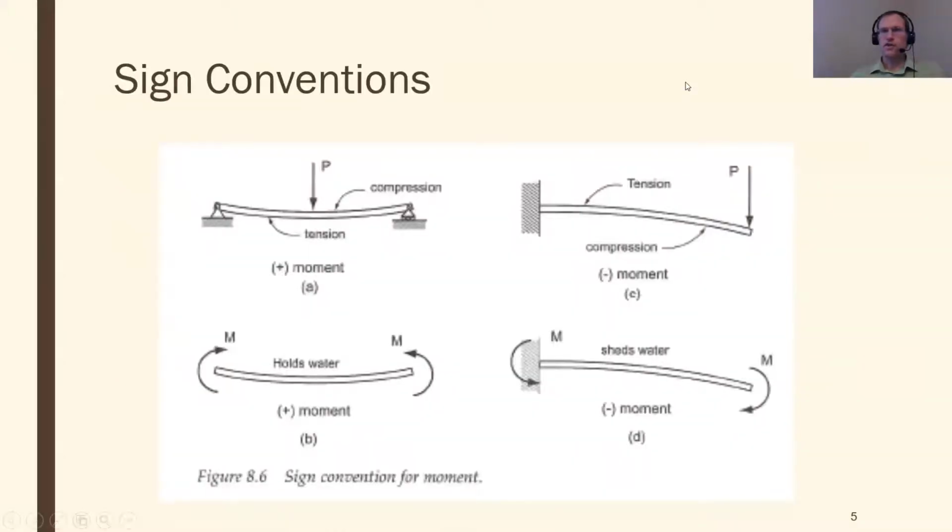One other alternative definition for the sign convention for the bending moment is a nice one that I like. If you think of something that's going to hold water, top side in compression, bottom side in tension, that makes a smiley face. So smiley face is positive moment, because smiling is happy, positive. On the other hand, if something's going to shed water, it's a frowny face. Frowny faces are negative. So negative moment for the frowny faces. That's another good way to remember at least that one.